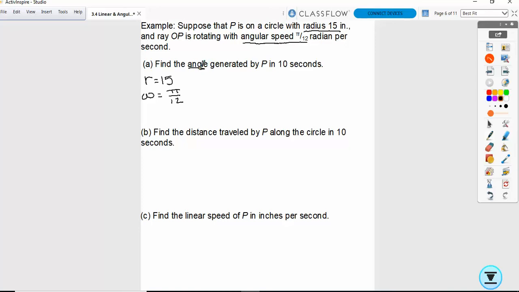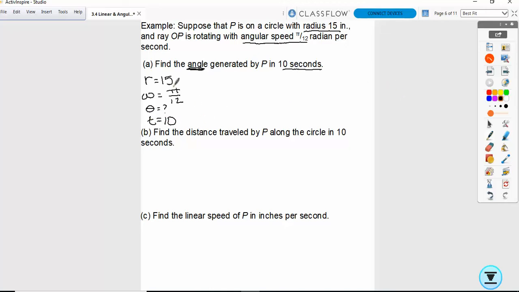It says find the angle. If I want the angle, what am I looking for? What variable do we use for the angle? Theta. So that's my question mark. That's what I'm trying to find. P travels at angular speed pi over 12 radians per second for 10 seconds. So what's the 10 seconds? Your time.